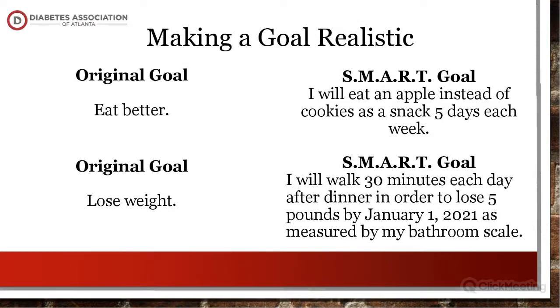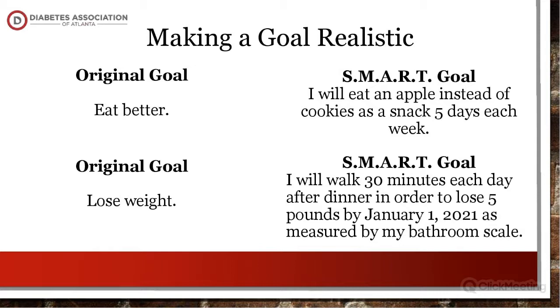So again, with making our goals realistic, if you really like cookies and you know that eating an apple instead of cookies 5 days a week might not be something easy for you, maybe you can try it 1 day a week first. And then as you reach that goal, you can increase the number of days per week to 2 days and 3 days and 4 days and then 5 days if that is your ultimate goal for the week.